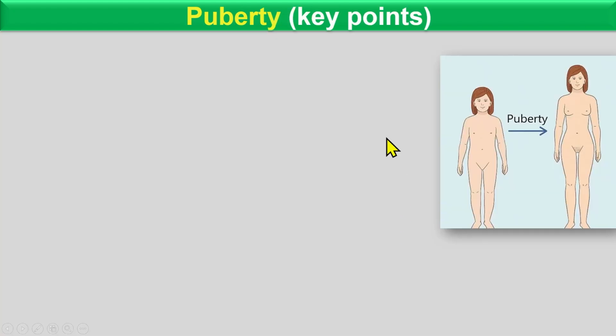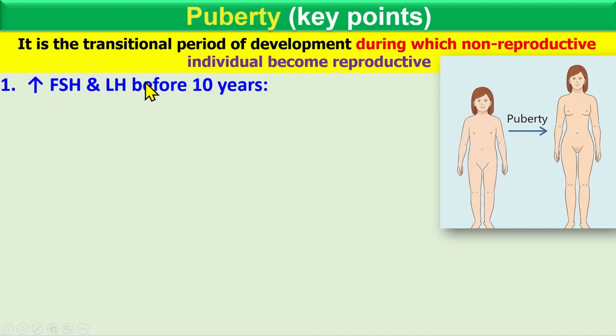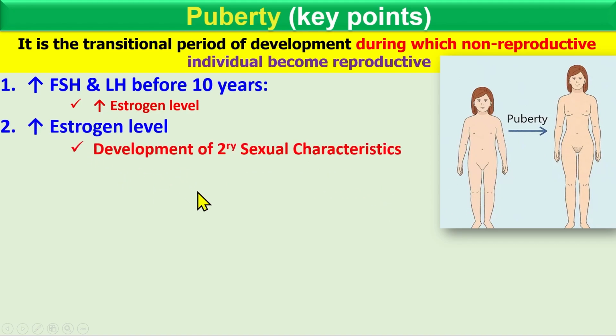Okay, in the female, some key points you must recall. So the FSH and LH before 10 years old are increasing. So that increases the estrogen, which causes the secondary sexual character development. Okay, and what does high estrogen level do? Development of secondary sexual characteristics.